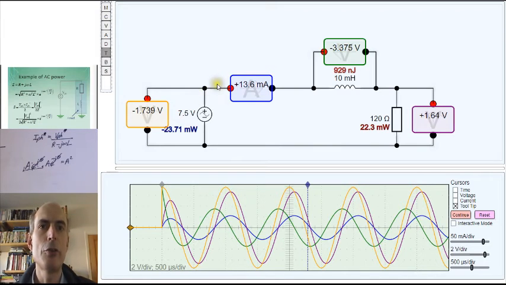And yet current is flowing out into the network in this direction, despite the fact that the voltage here is below ground. That's happening because the voltage across the inductor is so large that it's adding to this minus 1.739 volts here and causing the voltage across the resistor to actually be positive. Still 1.64 volts positive, despite the fact that the output of the voltage source here is negative.